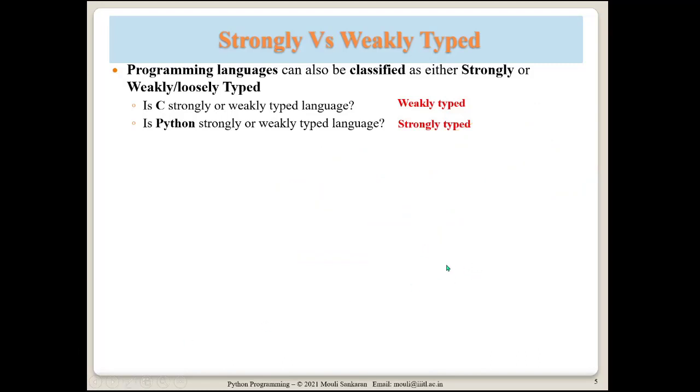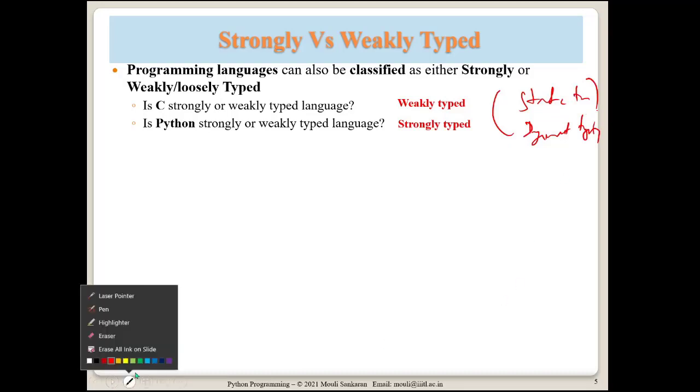So that's why Python is categorized as a strongly typed language, whereas C is a weakly typed language. Do not get confused with static typing and dynamic typing. That typing is different, and the typed language is different.